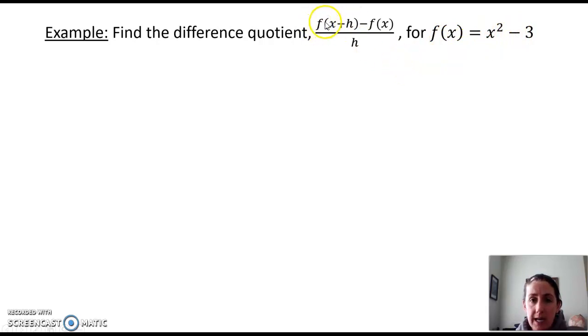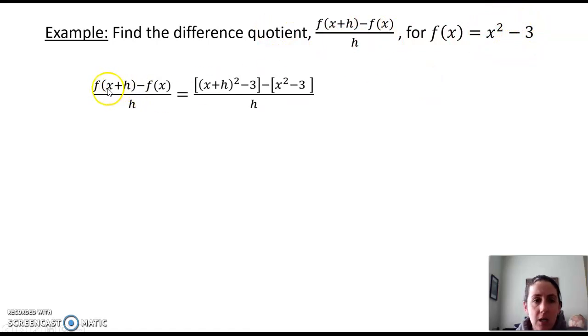So when I evaluate this for f of x equals x squared minus 3, what I want to do is I want to take f and evaluate it at x plus h. So I'm going to replace this entire x with x plus h. I'm going to do x plus h squared minus 3 minus your entire function, which is this x squared minus 3, and divide that whole thing by h. So here it is. Here's your f of x plus h, where I replaced this input with x plus h. So it's input squared minus 3 minus the original function f of x all over h.